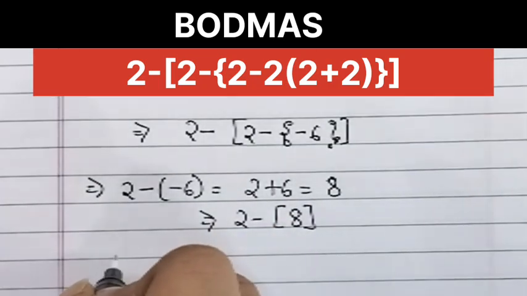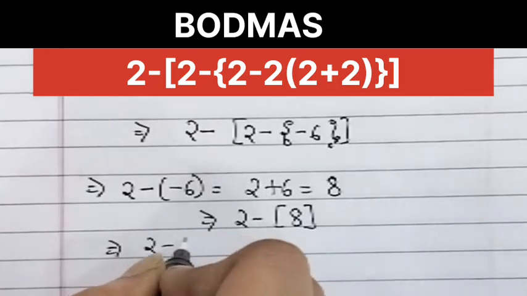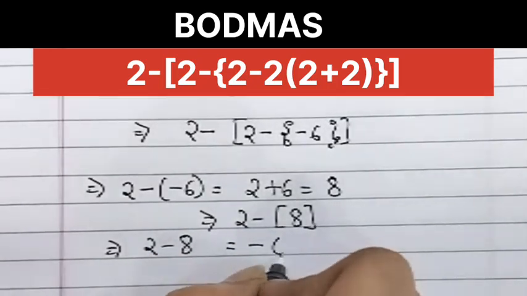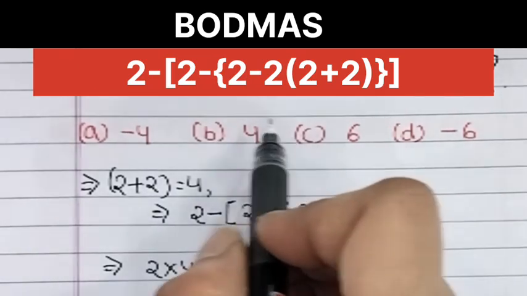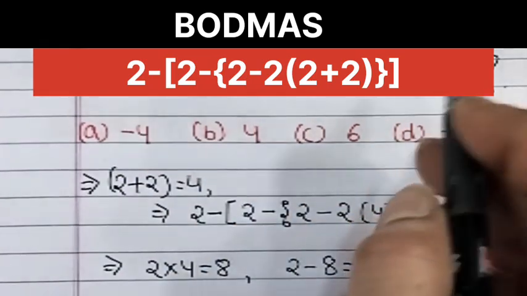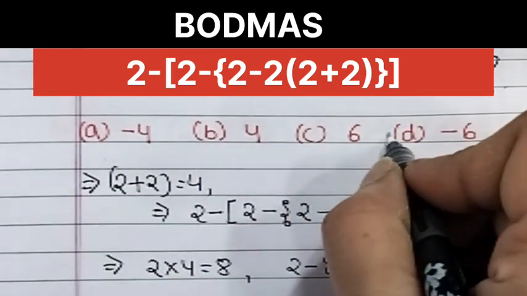So finally, subtraction. We'll do 2 minus 8 equals minus 6. So the final result of the expression is minus 6. Now comparing this to the given options, option D is the correct answer.